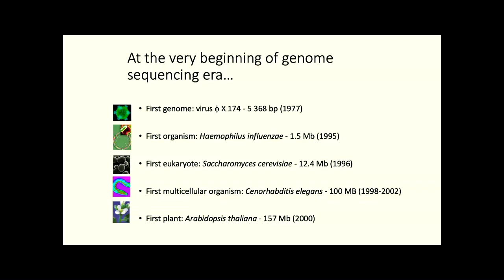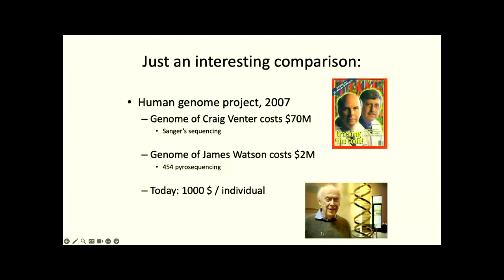Yeast, that Nature paper was done by my undergrad advisor when she worked at the Venter Institute. And then the first multicellular organism was done from 1998 to 2002. And then we finished the first plant in 2000. The Human Genome Project completed in 2007. They published competing Nature and Science papers the same week. There was a public and private version of this.